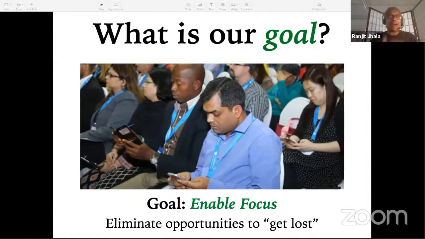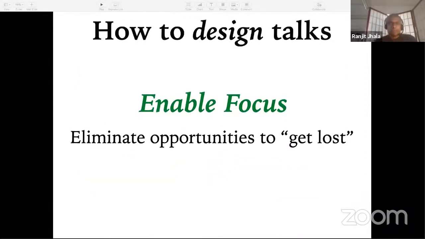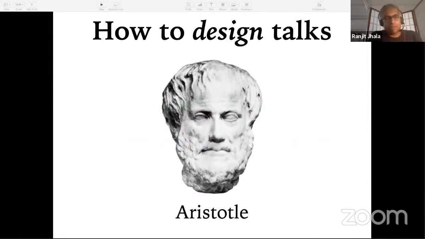Okay, so how do I, or how do you, when you design a talk, eliminate these opportunities for the audience members to get lost? I'm going to keep returning to this theme, because to me, everything that informs how I design a talk goes back to this question: how do I enable focus? How do I make it really, really hard for the audience member to tune out? And dually, if they do tune out, how can I make it really easy for them to jump back on the wagon?